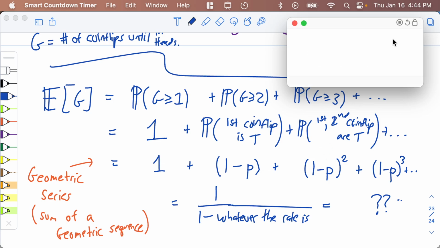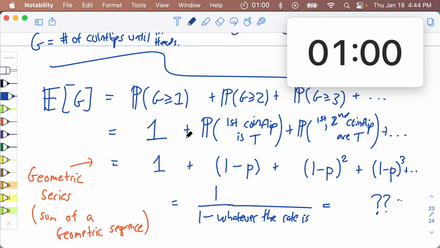Okay. Does anyone want to share what they got? It's 1 over p. That's exactly right. Technically it's 1 over 1 minus (1 minus p), because this is a geometric sequence going by 1 minus p's. So the rate is 1 minus p. And then the 1 minuses cancel in some sort of miracle, and you get 1 over p. That's very nice.